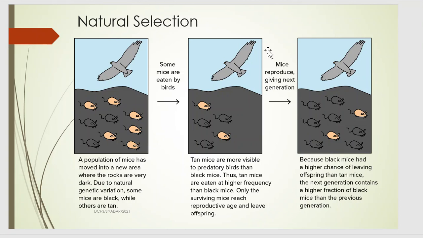Natural selection has underlying concepts like overproduction. The organisms have to overproduce, and the ones that fit well with the environment survive, which is called survival of the fittest. You see here, the black ones are surviving on the black background and the other number is decreasing. So this is called natural selection.